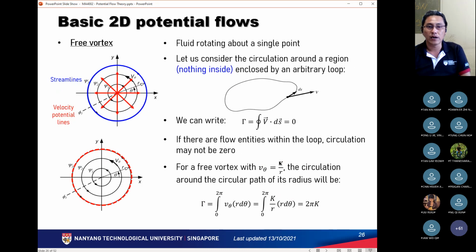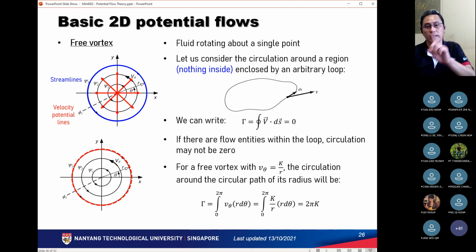Now, there are a few classical 2D potential flow entities, and we have covered the source and sink. The next one is what we call a free vortex. A free vortex is nothing but a flow field whereby fluid is rotating about a single point in a very idealized manner.